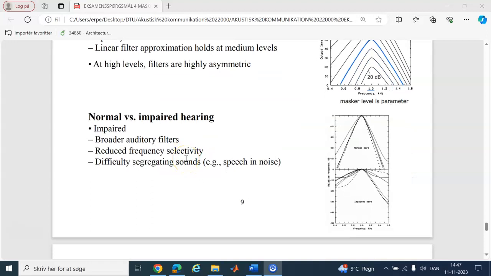Normal versus impaired hearing. Impaired means broader auditory filters, reduced frequency selectivity, and difficulty segregating sounds, speech and noise.